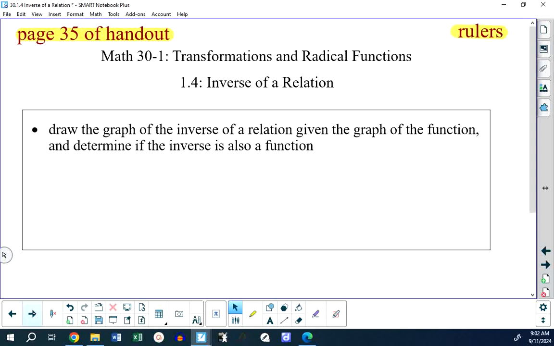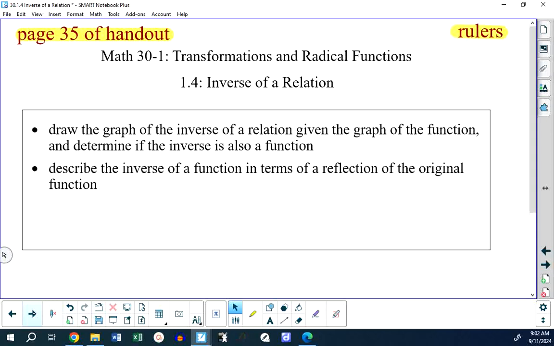Oh, and I can talk about it right now. When you take the inverse of a relation or a function, it doesn't matter which, the thing you get might be a function or not a function. How many of you remember that not all graphs are functions? Okay, we'll have to review that because most people won't remember that.